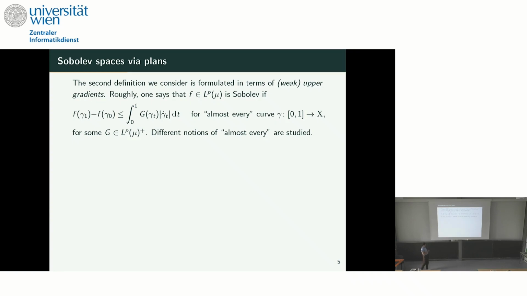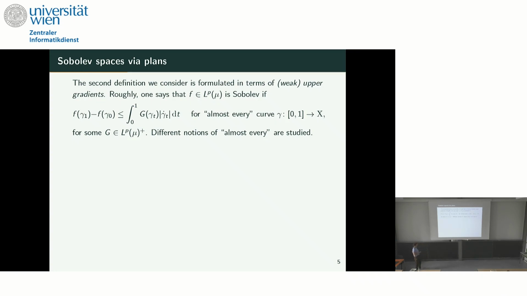Then the second definition we have is by looking at the behavior of functions along curves, and roughly one says that f in L^p is Sobolev if this weak upper gradient inequality holds along almost every curve for some non-negative L^p function G. And now one can talk here about different notions of almost every. So you can have different ways of choosing the curves that you want to look at.